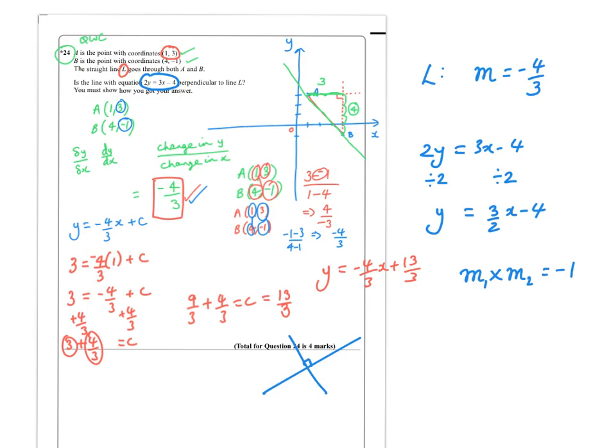So the gradient of the line L was minus 4/3. The gradient of the line we've just found is 3/2. And although these cancel, I'm left with minus 4 divided by 2, which is -2. So I would say not perpendicular.